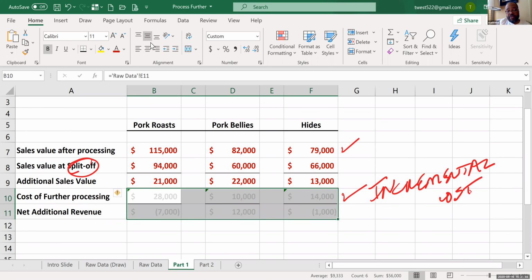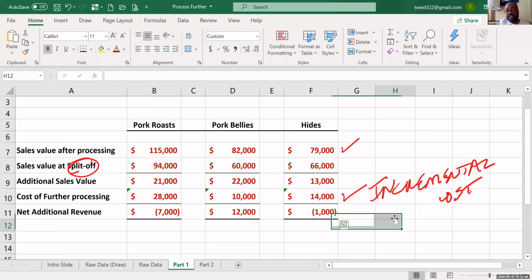I also want to make a point about the language, the jargon. I called it additional sales value, and you may also see incremental revenue. I couldn't hear that last part. What did you call it? Additional sales value. In this table, it's additional sales value, but it is incremental revenue.